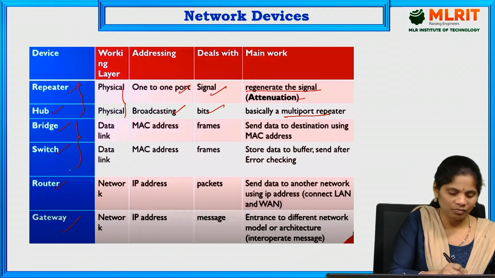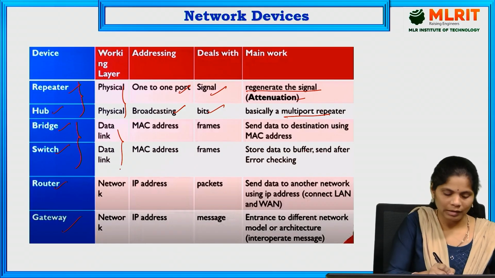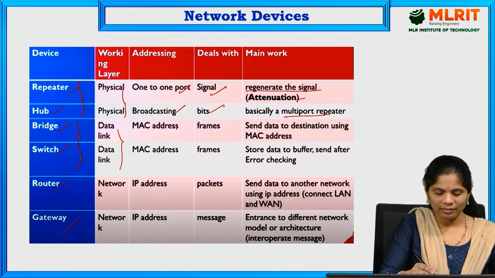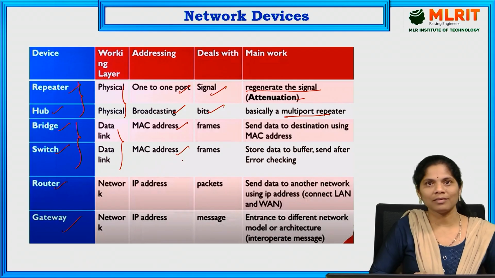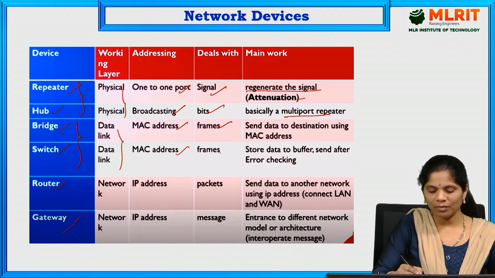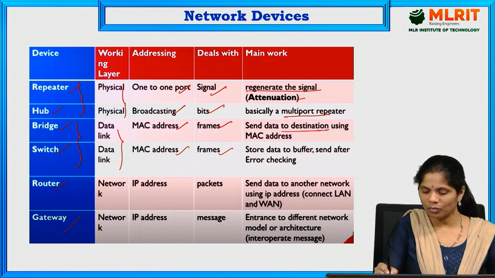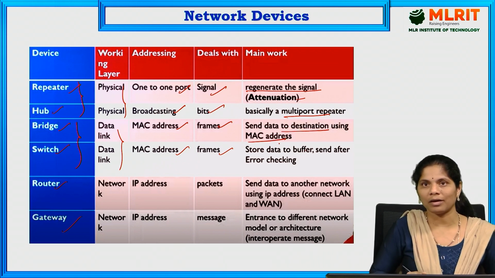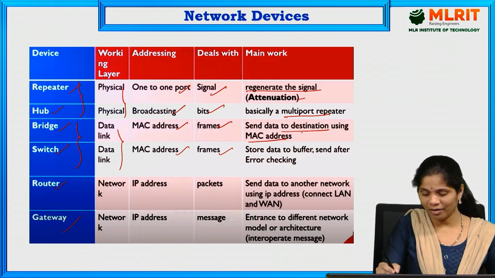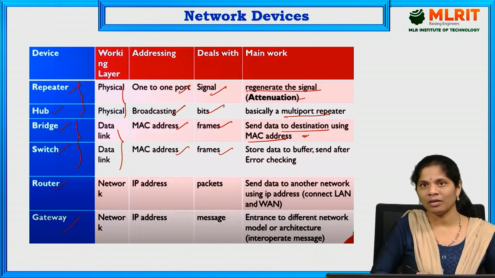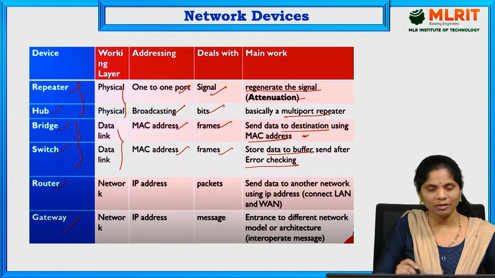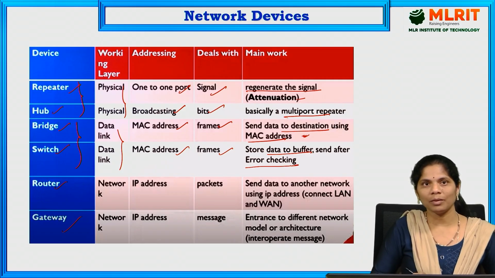Coming to bridge and switch, these two come under the data link layer only. Both use the MAC address, that is media access control address, and both deal with frames only. The main difference is that both send the data to the destination using the MAC address, but the bridge does not support data buffer and error checking. The switch supports the data buffer, and at the same time error checking. That is the difference between the bridge and switch.